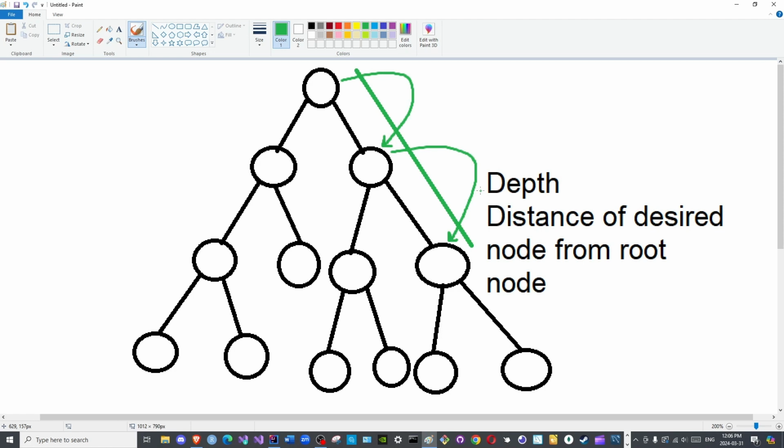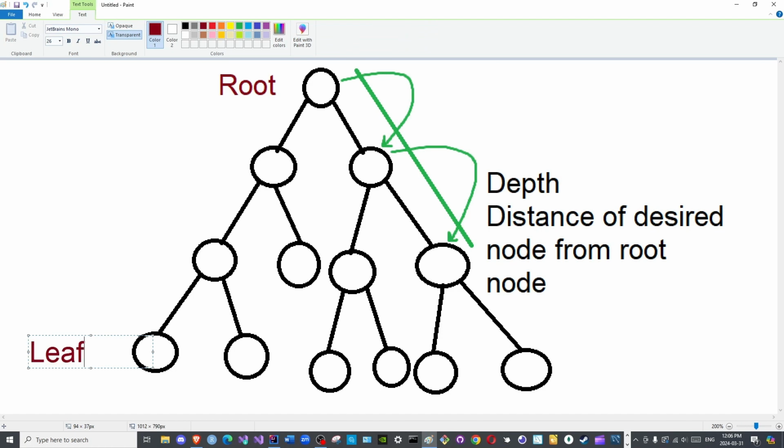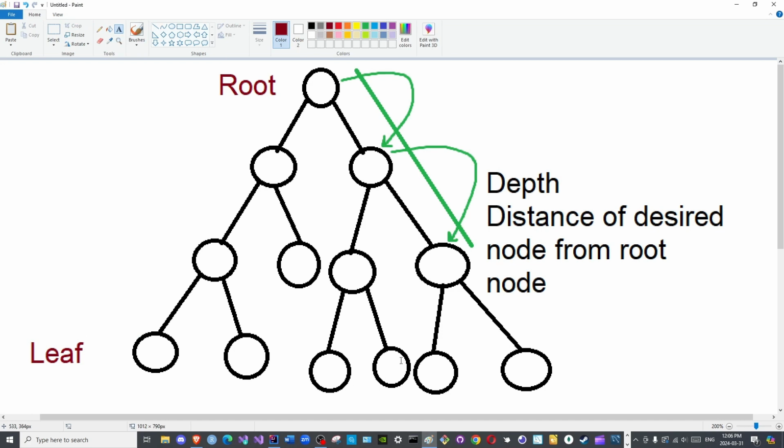Then we will come to an absolute distance. But before we cover that, I would like to remind you that this is known as the root node. Nodes that do not have children, nodes that end the path, nodes at the last level, nodes that do not have branches, these are known as leaves. This is a leaf. This is a leaf. And this is a leaf. If a node does not have children, if a node does not have the branches, if a node ends a path, that node is known as a leaf.